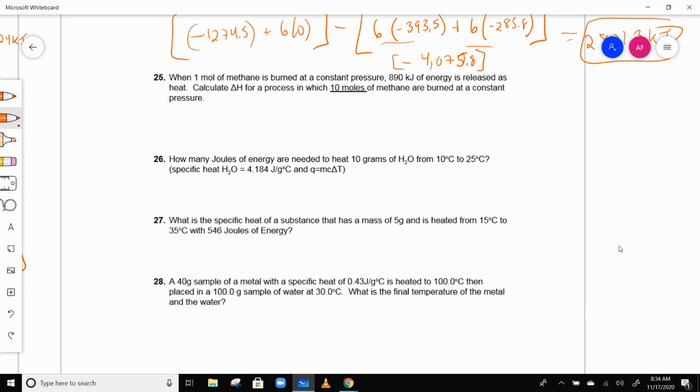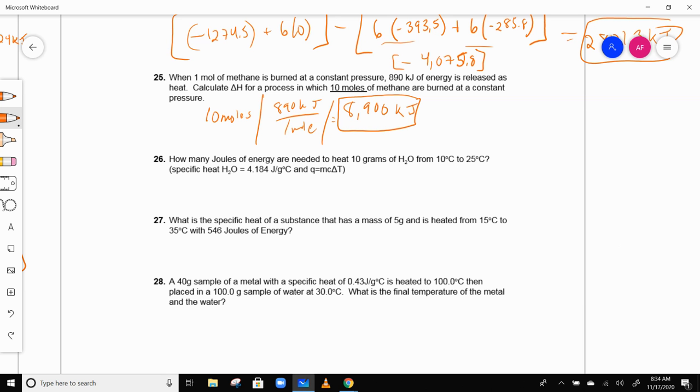Next one, 25. When 1 mole of methane is burned at constant pressure, 890 kilojoules is released. What's it for 10 moles? So this one's super easy, 10 moles times 890 kilojoules for every 1 mole. So you get 8,900 kilojoules. Super simple.